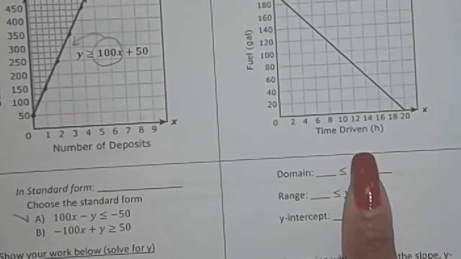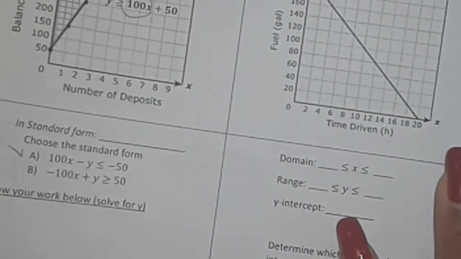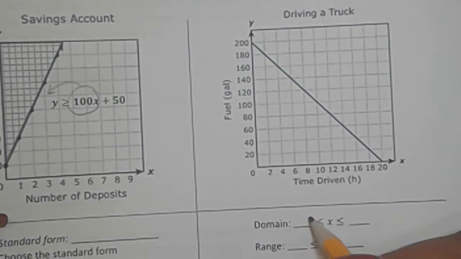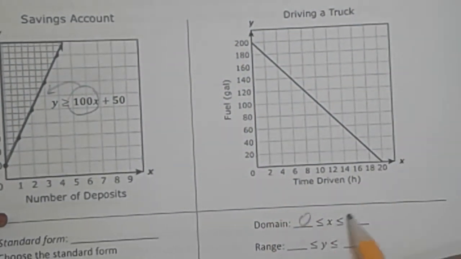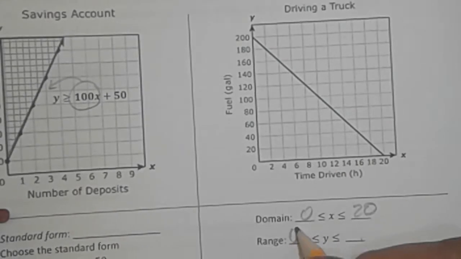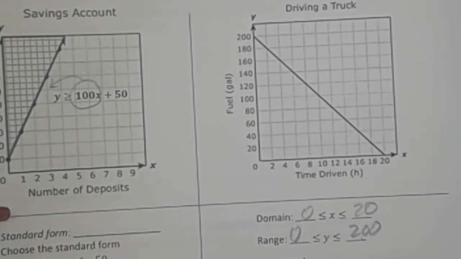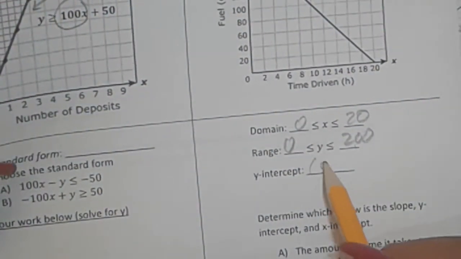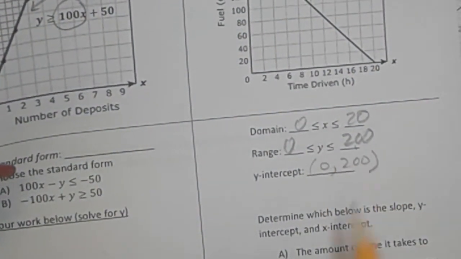Driving a truck. I need the domain and range. So I know you guys are happy to see this example because you know this one. The domain is going to be from 0 to 20. The range is going to be from 0 to 200. What is the y-intercept? Of course, 200. So you write that as 0, 200.